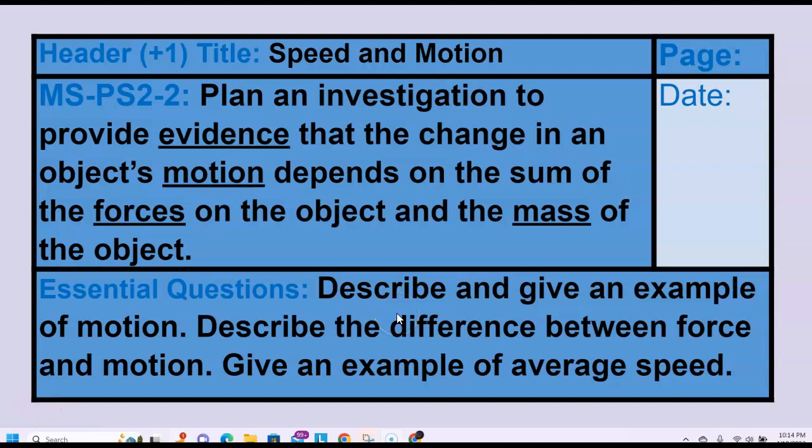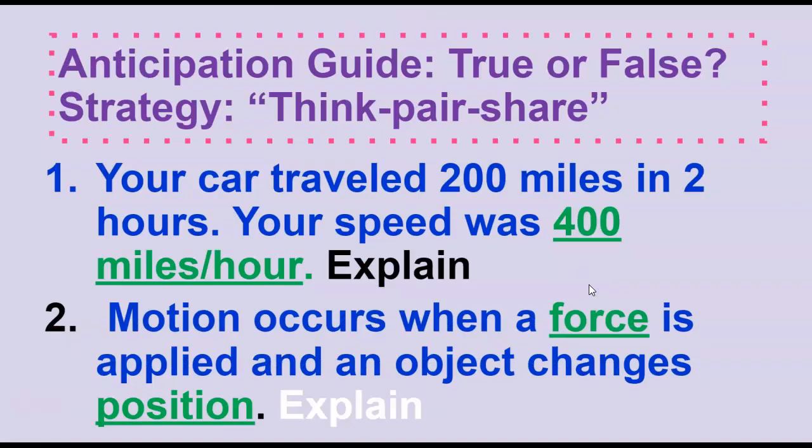All right, so we are looking at speed and motion, and I did make a little mix up in the pages, so just make sure you look for the essential question: describe and give an example of motion, describe the difference between force and motion, and give an example of average speed. All right, once you're done with that, please flip to the anticipation guide.